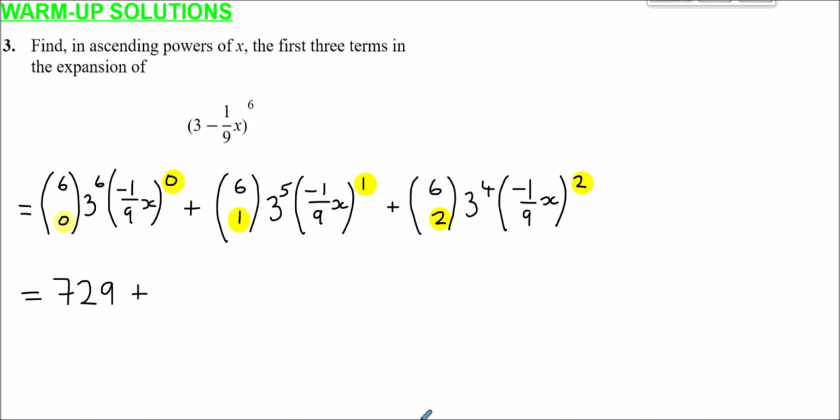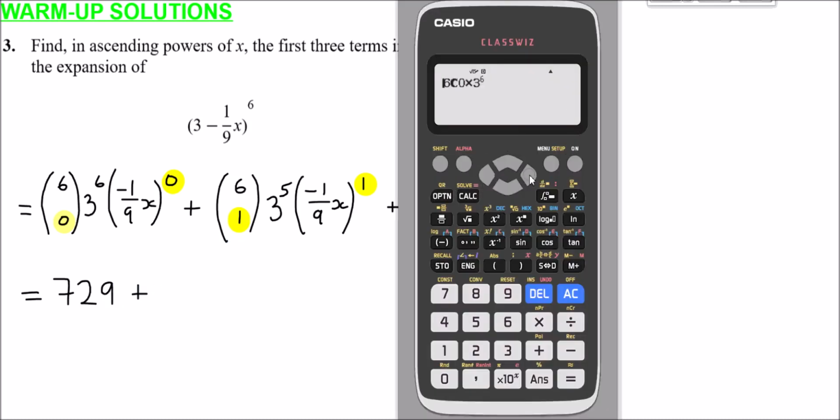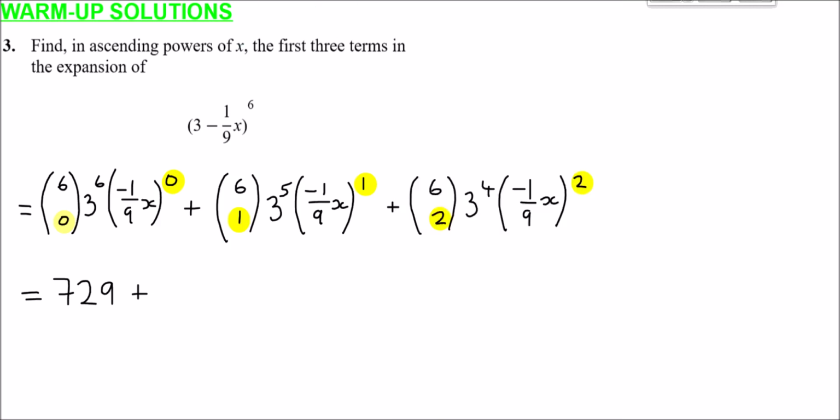The next one, 6 choose 1, so we can toggle back to make it easier to type in. So delete, press 1. Instead of to the power 6, we now want 3 to the power 5, so delete, press 5. And then we want minus 1/9 to the power 1. It's going to multiply by minus 1/9. We get minus 162. So rather than a plus, it's actually minus 162.